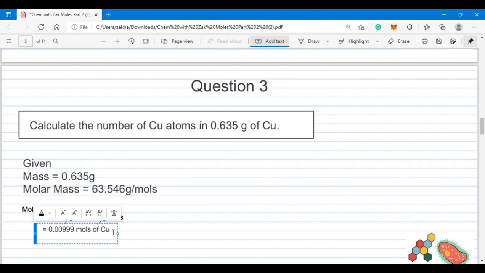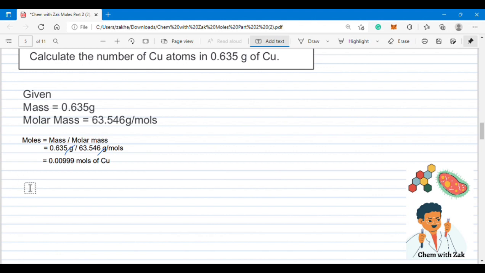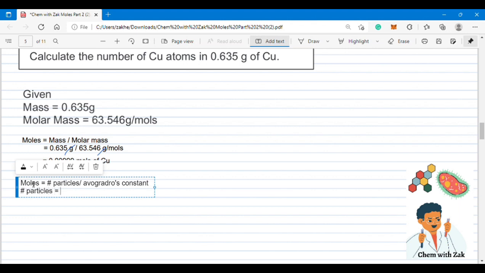And now that we've found the moles of copper, we can therefore use the same equation again, but this time we're going to use it to find the number of particles. So we're going to say moles is equal to the number of particles divided by Avogadro's constant. Now we're going to transpose and make the particles the subject of the formula, which is the mole times Avogadro's constant.